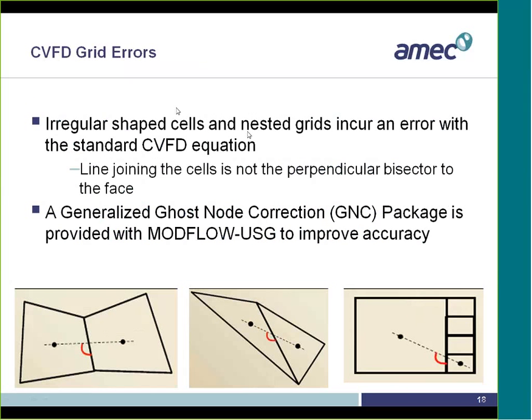Irregular shape or nested grids also incur this error. So when we have nested grids, they incur an error because the line joining the two cells does not bisect the space at right angles. They do not bisect the face, and it's not at right angles, as you can see in this case. However, there's this generalized ghost node correction GNC package which is provided with MODFLOW-USG to improve accuracy.